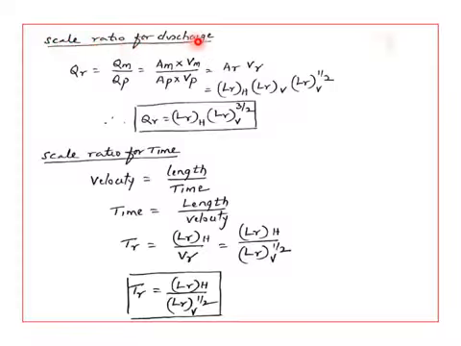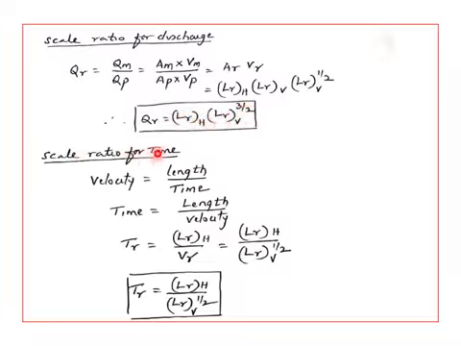Similarly, the scale ratio for discharge can be written as Qm by Qp, which is nothing but area into velocity. AM by AP is nothing but AR, VM by VP is nothing but VR. So what is AR? It is LRH into LRV. What is VR? It is LRV to the power of half. So henceforth it is written as LRH into LRV to the power of 3 by 2. For the undistorted model, it is LR to the power of 5 by 2, since 1 plus 3 by 2 is 5 by 2. But specifically for the distorted model, we write it as LRH into LRV to the power of 3 by 2.